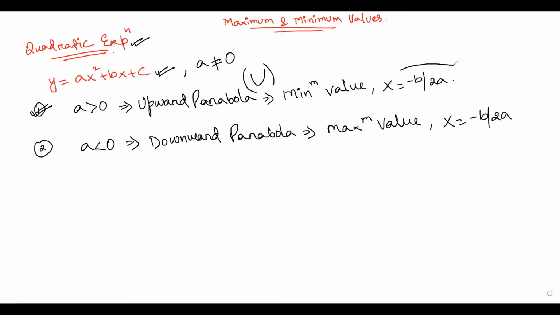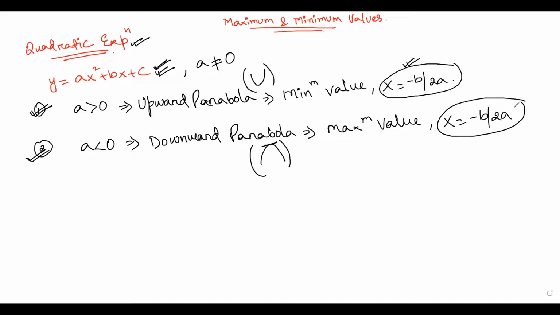The minima point is given by x equal to minus b by 2a, and when we put this x equal to minus b by 2a in this expression, we will be getting the minimum value. In a similar way, if the leading coefficient is less than 0, we'll be getting a downward parabola, that is something like this. So we'll be getting a maxima point and we'll be getting the maximum value. The maxima point is given by x equal to minus b by 2a, and again when we put this x equal to minus b by 2a in this quadratic expression, we'll be getting the maximum value.